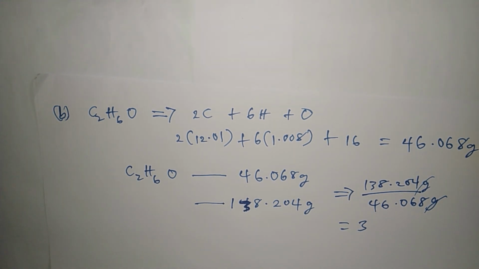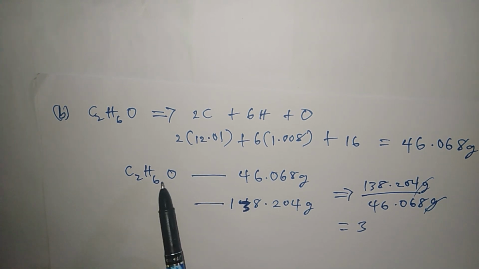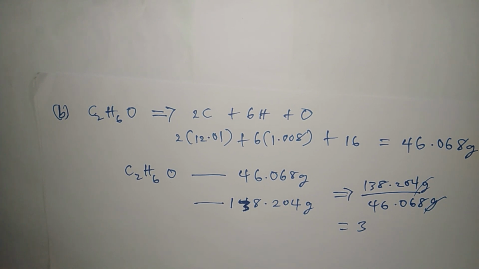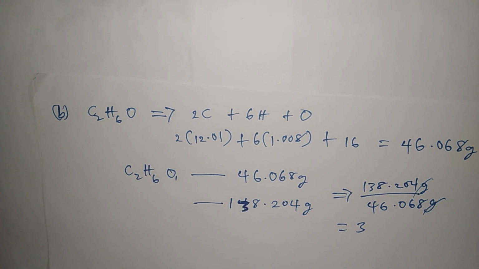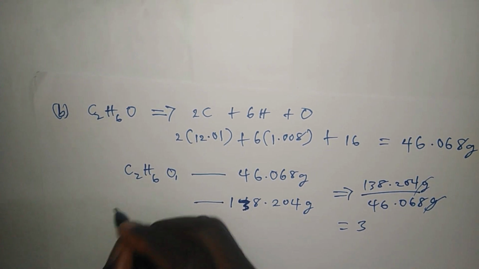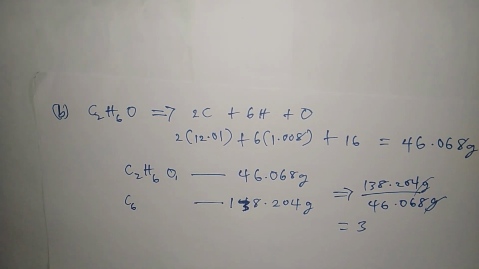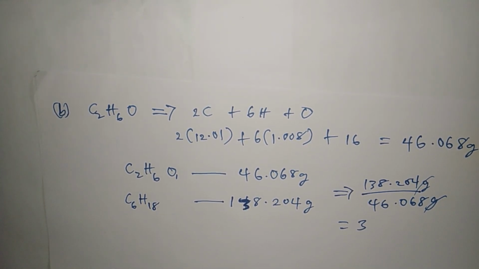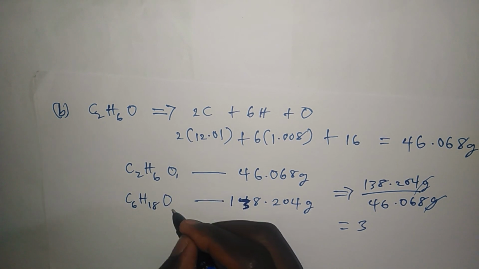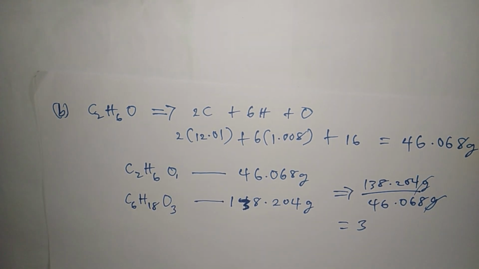Now what this means is that you look at the empirical formula and multiply this 3 by all the numbers, all the subscripts in the empirical formula. Now mind you, this oxygen has an invisible 1 here, right? So therefore you say 3 multiplied by 2 is 6. Therefore you write C6. 3 multiplied by 6 is 18, so you write H18. 3 multiplied by 1 is 3, so write O3. So this is the molecular formula of the compound.